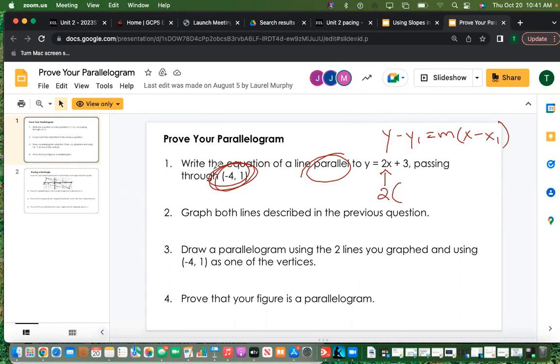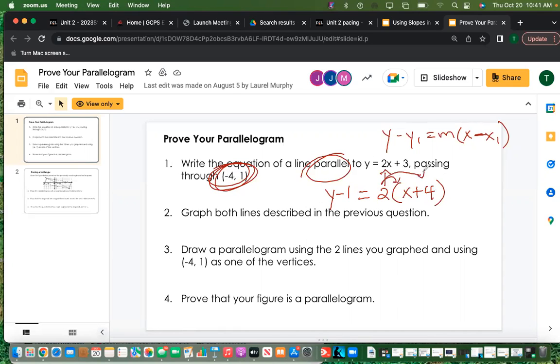The point that they give me is going to be x plus 4. The reason why I'm putting a plus instead of minus is because this is already negative, and in my equation there's already a subtraction sign. Okay, over here on the left-hand side, I'm going to put y minus 1. Now, if they wanted us to write it into the y equals mx plus b format, that's fine.